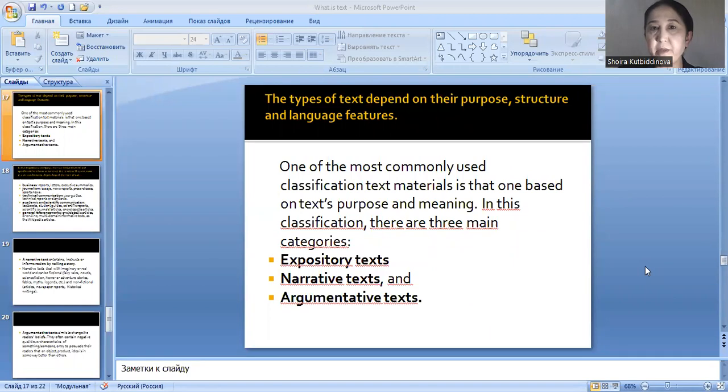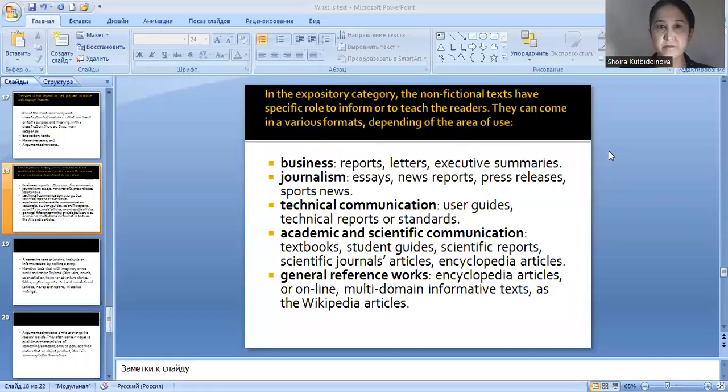The types of text depend on their purpose, structure, and language features. One of the most commonly used classifications of text materials is the one based on text purpose and meaning. In this classification, there are three main categories: expository text, narrative text, and argumentative text. The expository category, the non-fictional text, has the specific role to inform or to teach the readers. They can come in various formats depending on the area of use.